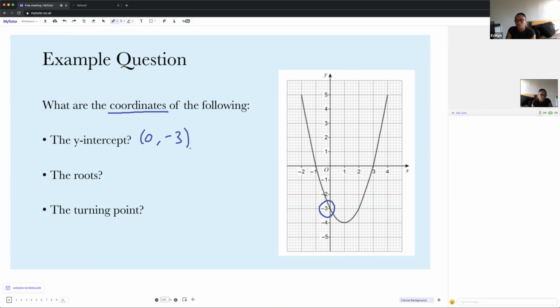Right, the roots, usually there are 2 roots because it's the part where the graph crosses the x-axis. So we've got one over here and one over here, right? Now, those coordinates are (-1, 0), and the other one is (3, 0). Now, the turning point, this is a positive because it's like a smiley face. It's a positive graph, so it's going to be the minimum point. It's going to be that point down here, and this point over here is (1, -4). So those are our answers for this particular graph. So hopefully that makes a little bit more sense.